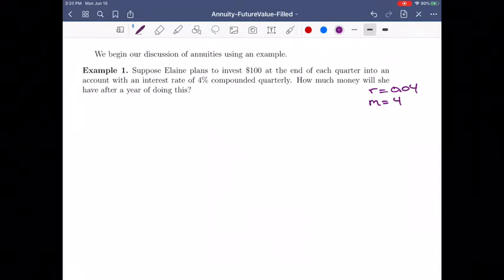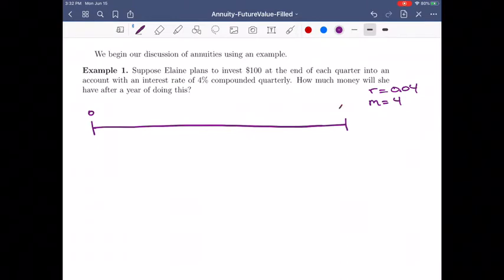So I'm going to start by putting this on a number line. We're doing this only for 1 year. So this is the 1 year mark, but we're doing it quarterly. So that means we're going to deposit $100 at each quarter, at the end of each quarter. So these are where our deposits are going to come in. So this 1 is actually 4 periods. So it happens to be 1 year.